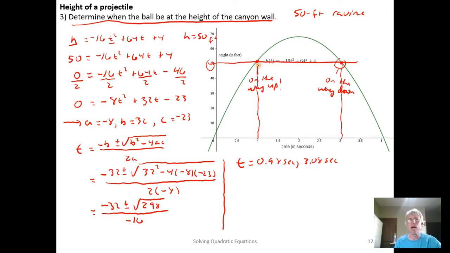And then you want to eyeball the graph. Does it look reasonable? Yes, it looks like a height of 50 feet corresponds to about 1 second. It looks like a height of 50 feet also corresponded to about 3 seconds. That number's really close to 3 seconds. So those look good. The ball was at the height of the canyon wall at 0.98 seconds into its flight, and it was there again on the way down 3.08 seconds into its flight.